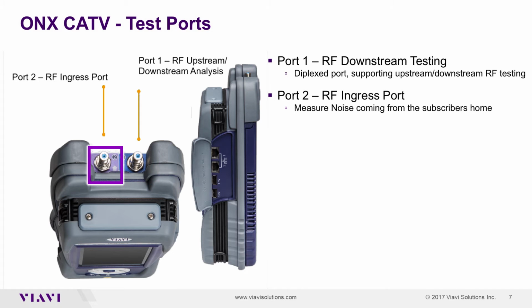On port 2, on the left-hand side, in purple, is the RF ingress port. The RF ingress port is used for ingress testing to measure energy in the return band due to loose connectors, devices, and bad cables. Basically, this is a spectrum analyzer measuring noise coming out of the subscriber's network.